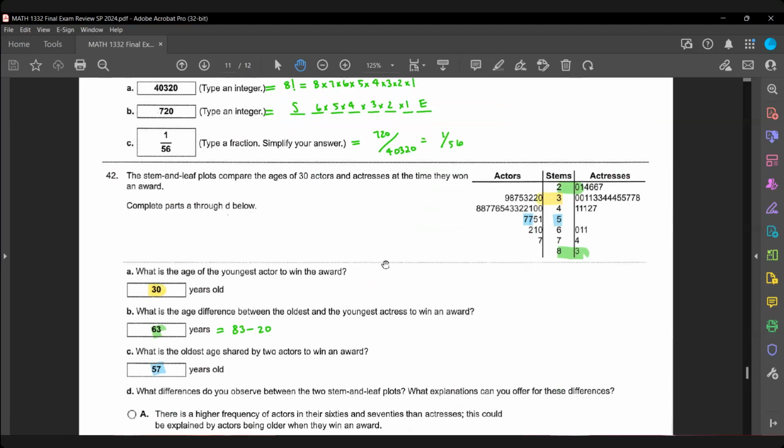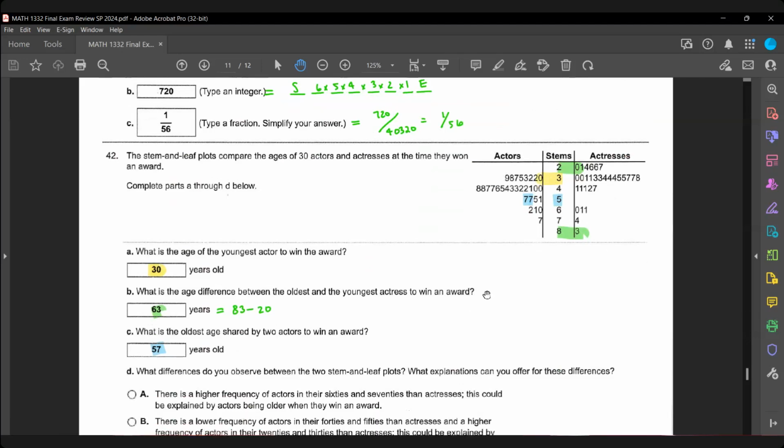Let's see what kind of questions they're asking. What is the age of the youngest actor to win an award? So I am in this column, and the youngest actor is 30 years old.